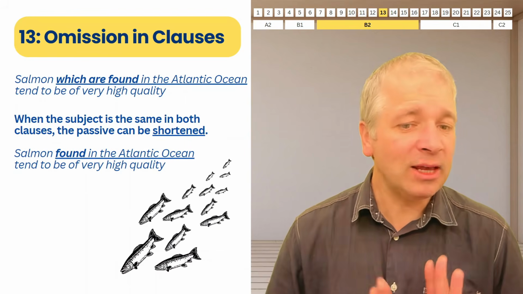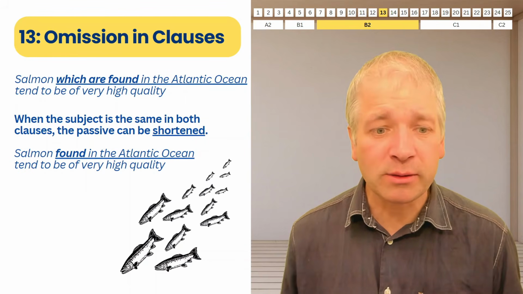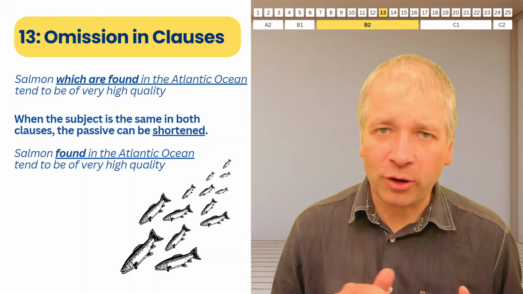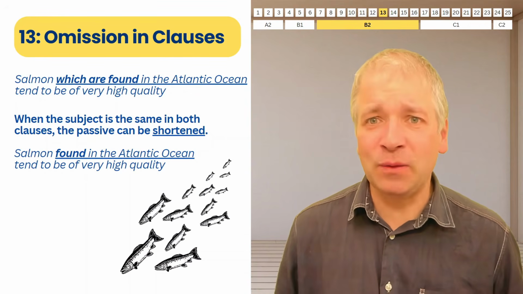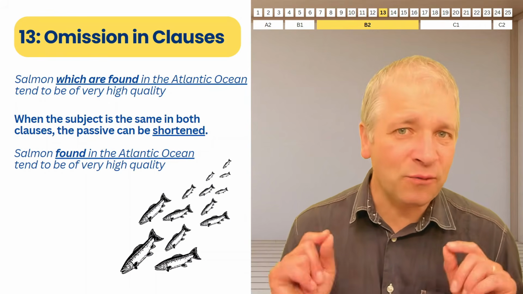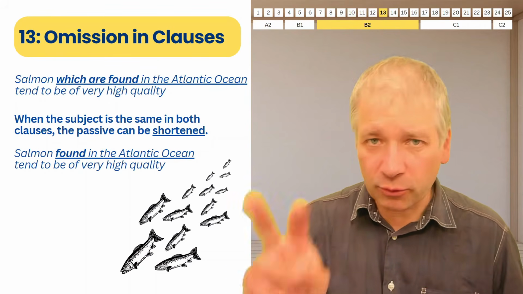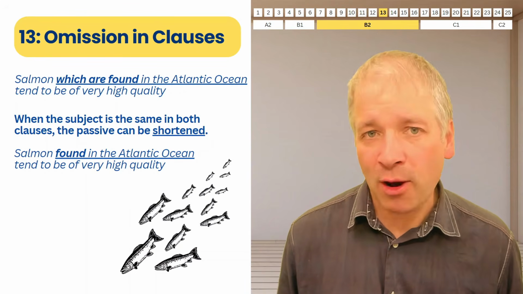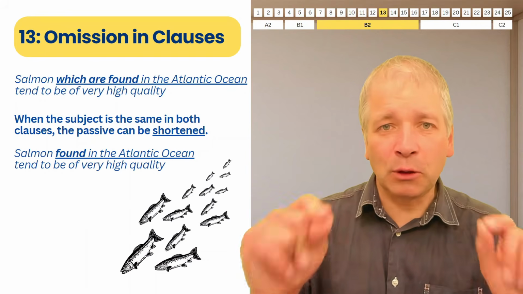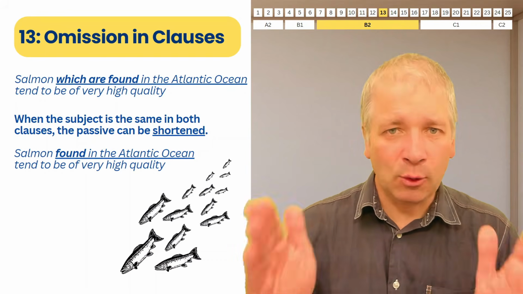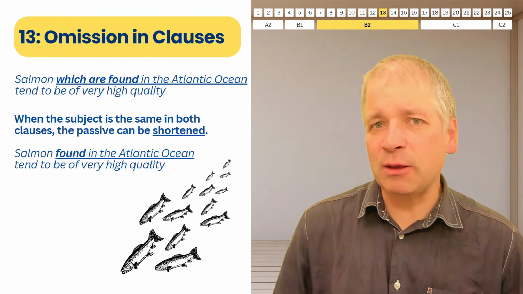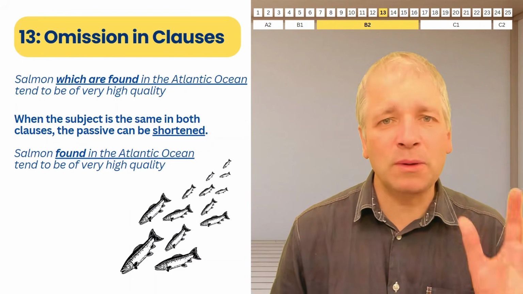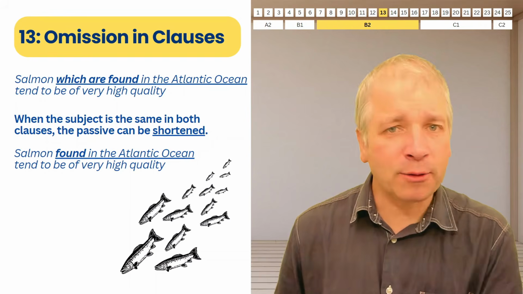When the subject is the same in both clauses, the passive can be shortened. Salmon, not which are found, but salmon found in the Atlantic Ocean tend to be of very high quality. So there are two clauses here. Found in the Atlantic Ocean tend to be of very high quality. The subject of both clauses is salmon. And when that's the case, we can leave these words out, the relative pronoun and the verb to be, and just go straight from salmon to the past participle.